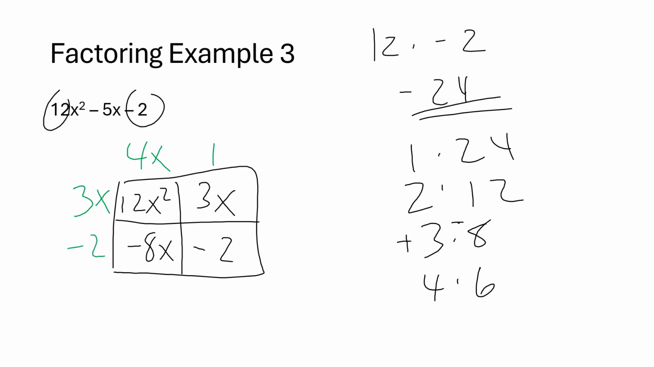And then I'll use this one as my check. 4x times negative 2 is negative 8x. And again, all 4 multiplications should work. And there are my 2 factors. So this is 3x minus 2 times 4x plus 1.